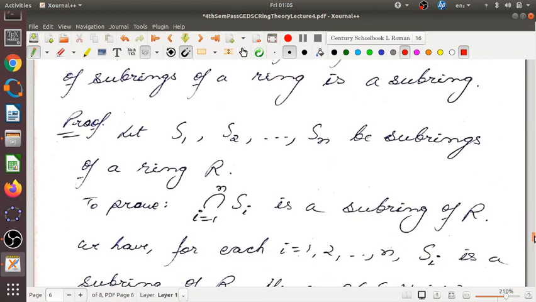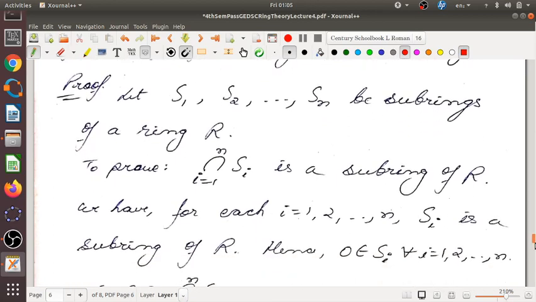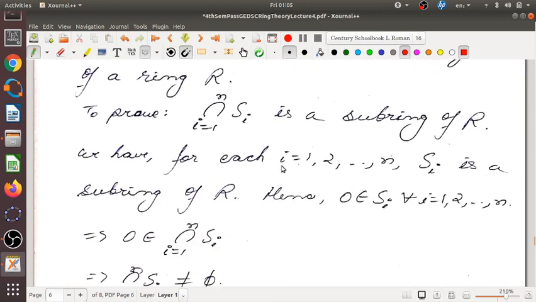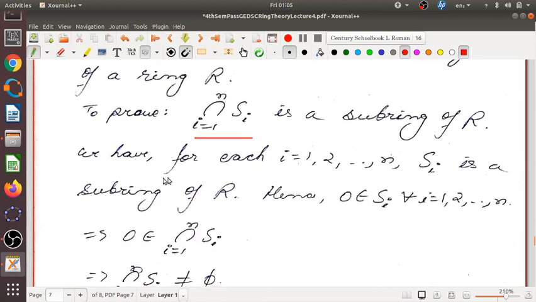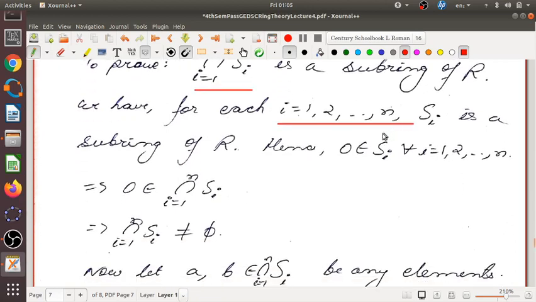So let S1 and S2 up to Sn be subrings of a ring R. To prove that the intersection over i from 1 to n of Si is a subring of R. For each i equal to 1 up to n, Si is a subring of R, so the 0 element will belong to each Si. Hence 0 belongs to Si for all i from 1 to n. That means 0 also belongs to their intersection, so 0 belongs to the intersection over i from 1 to n of Si. That means the intersection is non-empty.